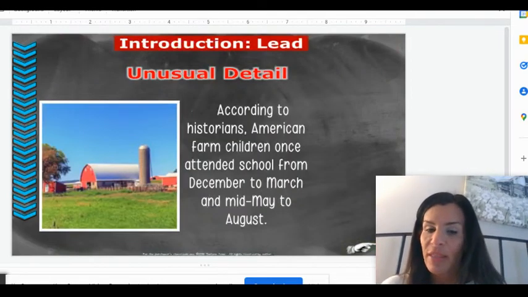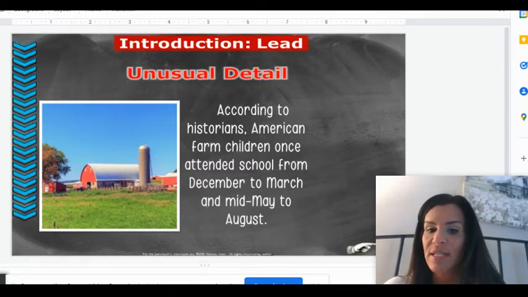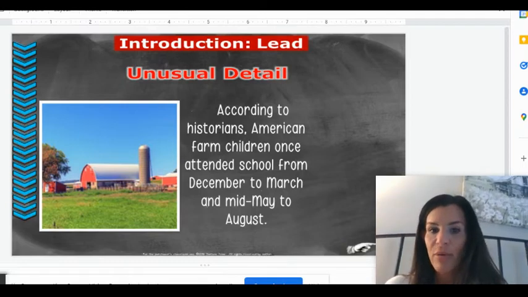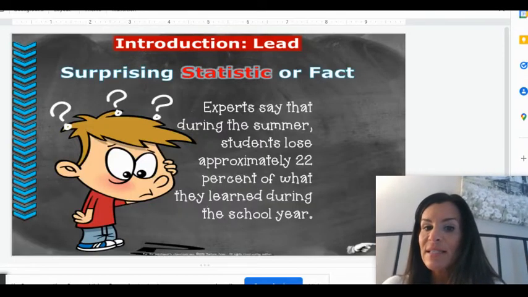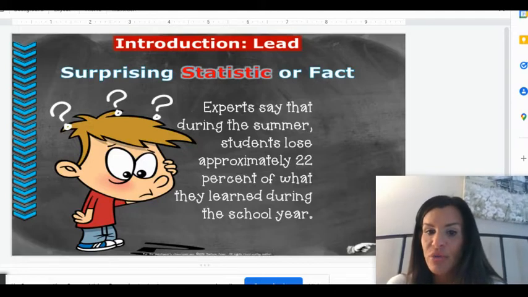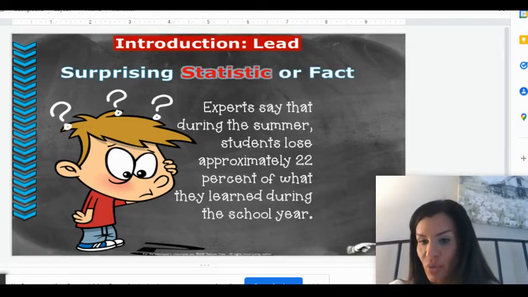Okay, so we start with, here's a lead. It's an unusual detail. According to historians, American farm children once attended school from December to March and mid-May to August. Okay, so that would be an unusual detail. And then if we move on, we would go to a surprising statistic or fact. Experts say that during summer, students lose approximately 22% of what they have learned during the school year.